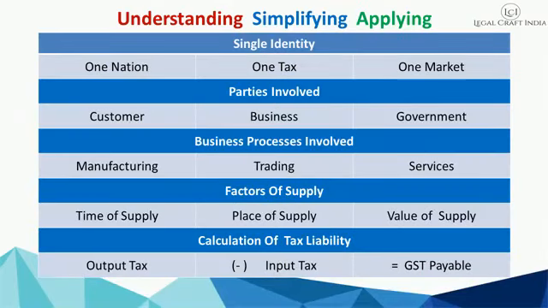Coming to the next point, single identity. One nation, one tax, one market. Parties involved are customer, business and government. Business processes involved are manufacturing, trading and services. Factors of supply: time of supply, place of supply, value of supply. Calculation of tax liability: output tax, that is sales, minus input tax, that is purchases, is equal to GST payable.